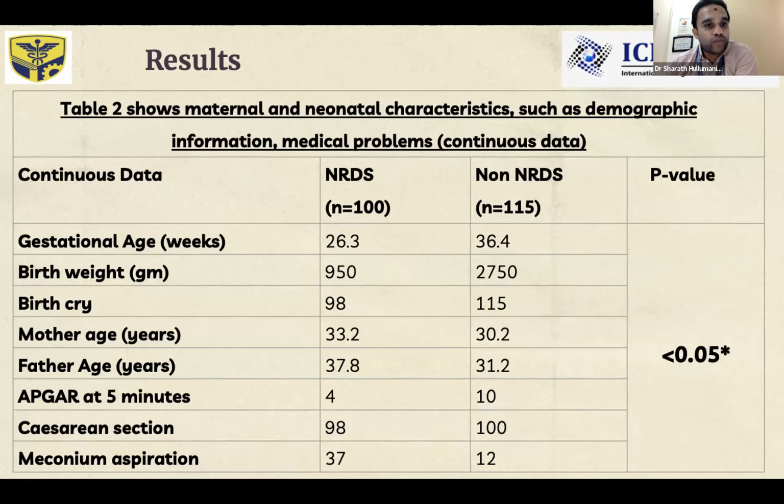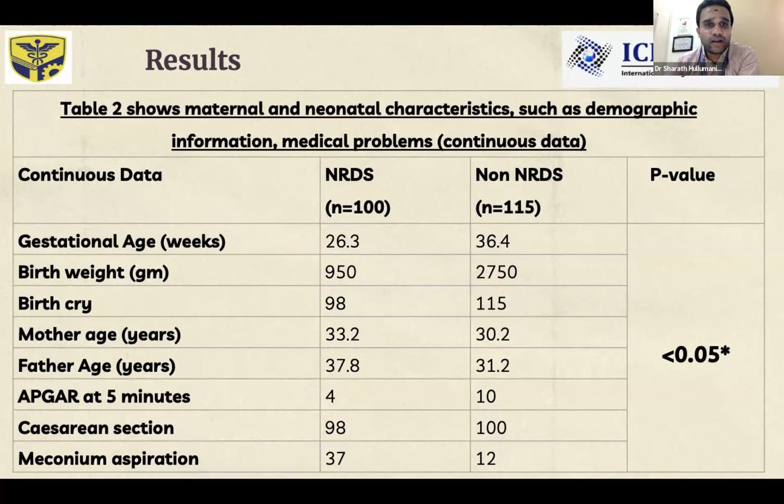Coming to maternal age, what we exactly saw in NRDS is that the baby's gestational age was around 26.3 weeks on average. The birth weight you can see is 950 grams, and 98 babies did not cry immediately after birth. The mother's median age was around 33.2, and 37.8 was the father's median. Apgar at 5 minutes was 4 for the baby, and you can see 98 babies were cesarean section out of 100. Only 2 babies were delivered by normal vaginal delivery, and 37 babies had meconium aspiration.